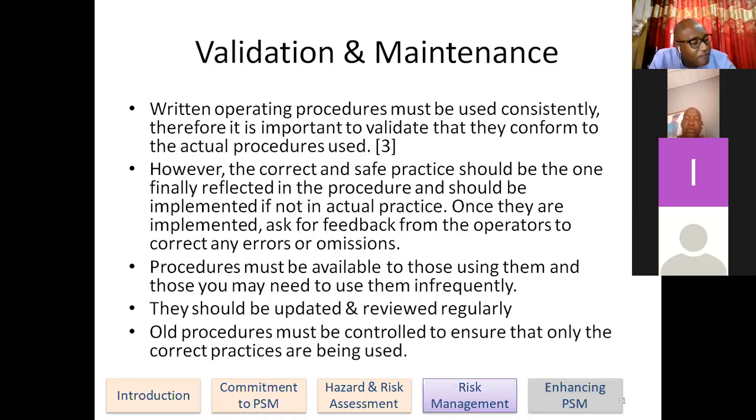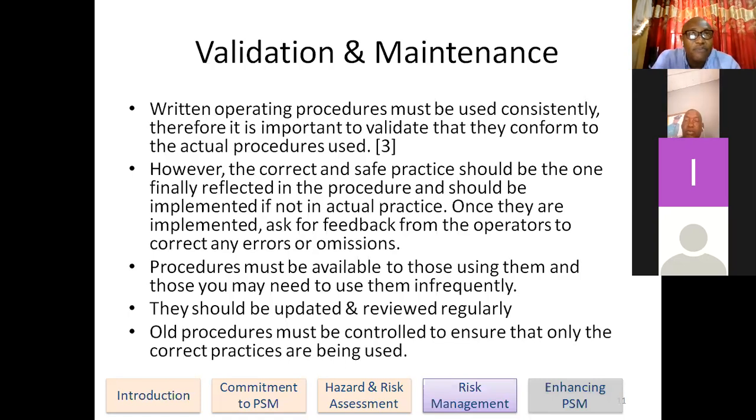Don't put every process in place. Make sure that the process you want to put in place is the process that actually works and it is practical. It actually works and it is what? Practicable. Procedure must be available to those using them and those who may need to use them infrequently. Don't write a procedure and put it in one place, and the workers don't have access to it.